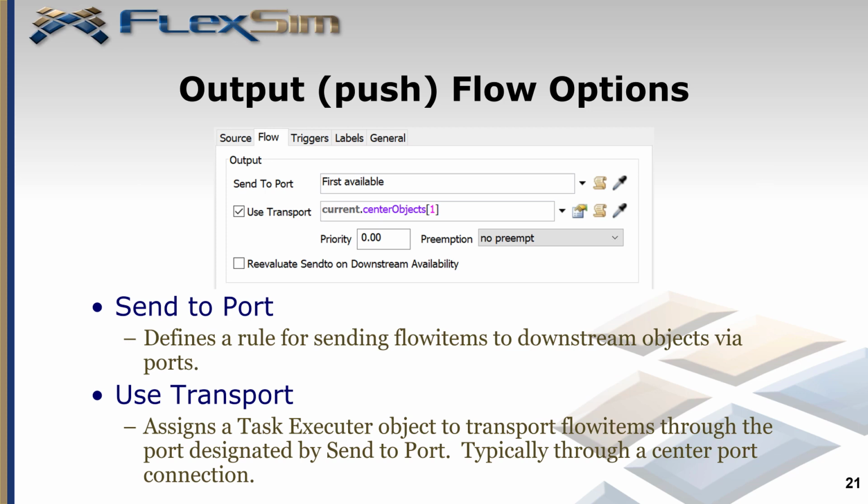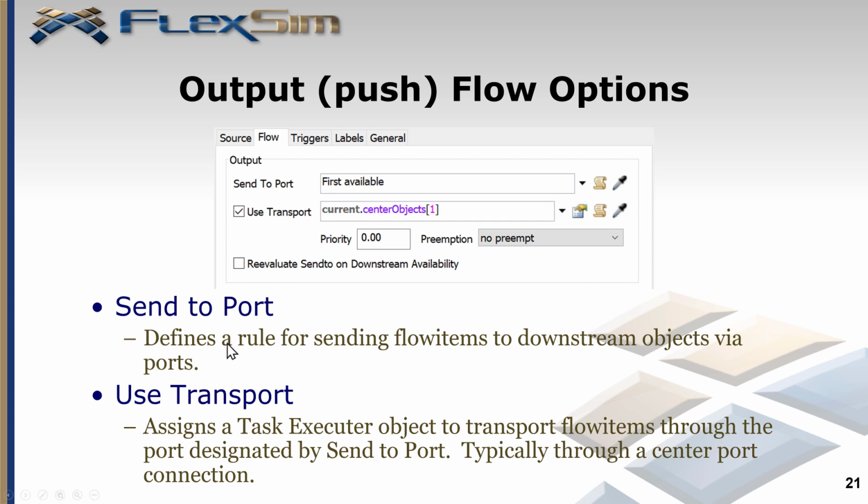Okay, the output or push flow options are as follows. On the flow tab, there will be a send to port field, defaults first available. There are several options to choose from, or write your own code if you want.